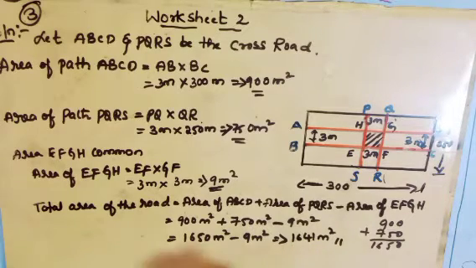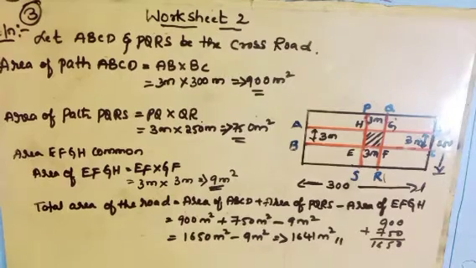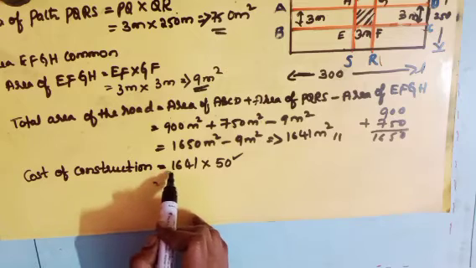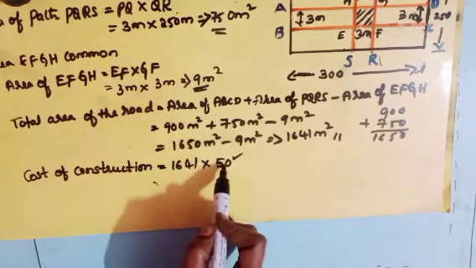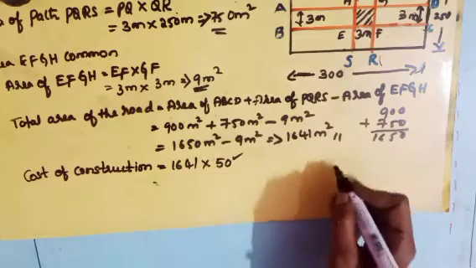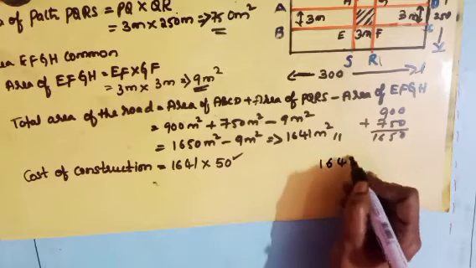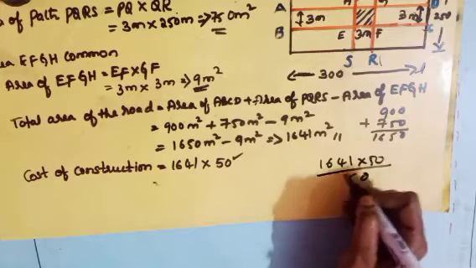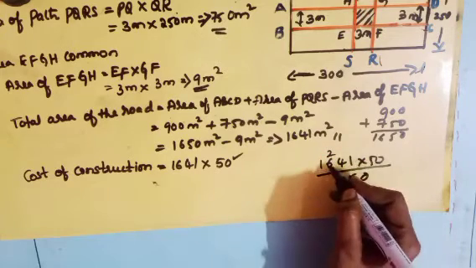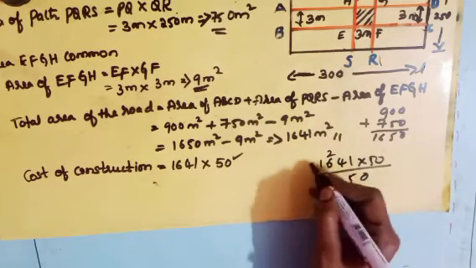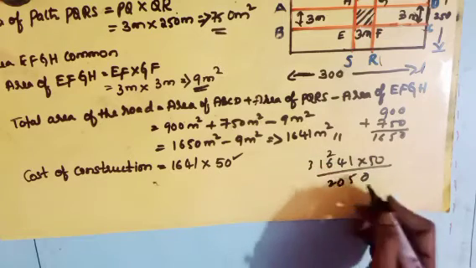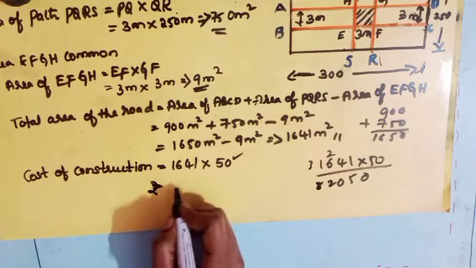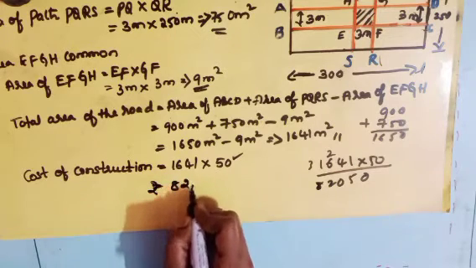Now the question also asks to calculate the cost of constructing the roads. So let us calculate. Therefore the cost of construction equals 1641 into 50. So let us multiply here. 0 as it is, 5 ones are 5, 5 fours are 20, 5 sixes are 30 plus 2 is 32, 5 ones are 5, 5 plus 3 is 8. Therefore the cost of construction of the two roads is 82,050 rupees.